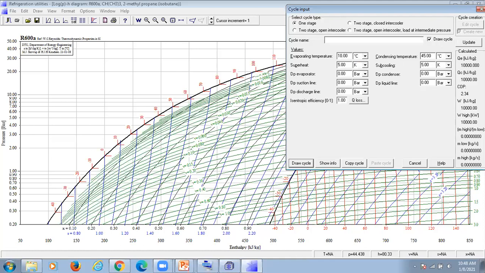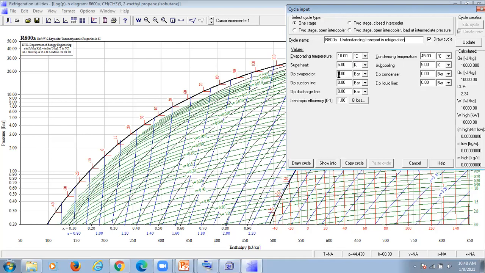See what happens. So cycle name R600A. Understanding transport in refrigeration. Okay, yeah. So that's all.